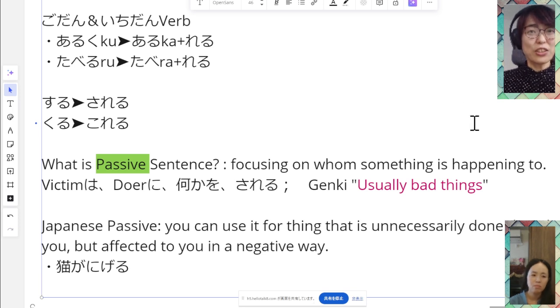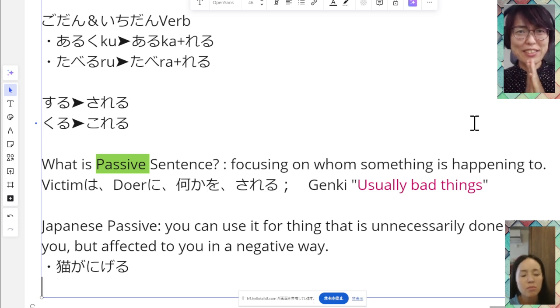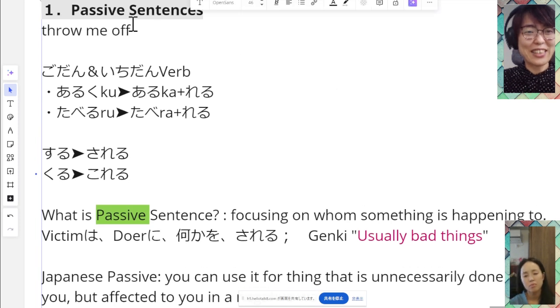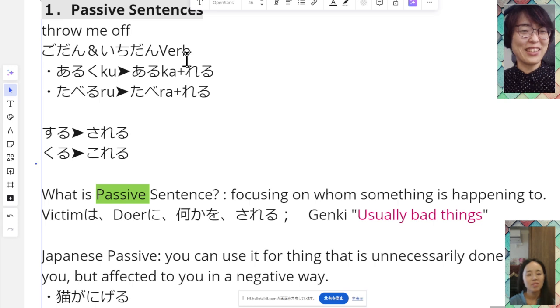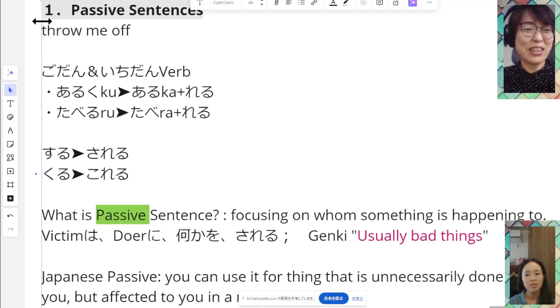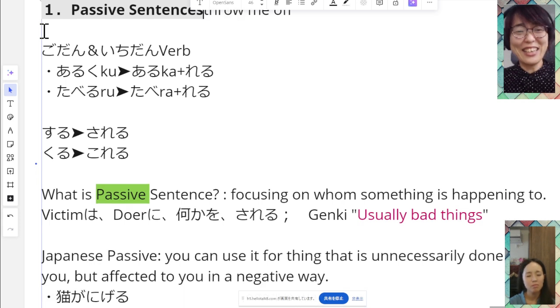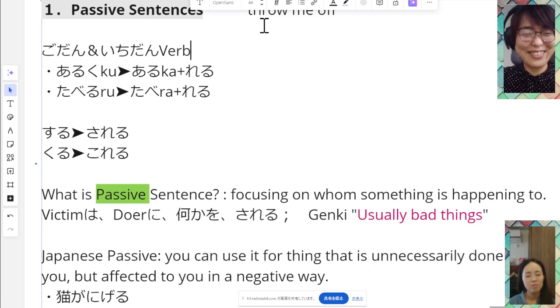Okay, so Andy explained some characteristics of the Japanese passive. The first phrase he said is "throw me off." What is it? Throw me off. I don't know. Throw me off is like 投げられて難しくて... 投げられてしまう. That's an essential idea. He repeatedly used this phrase in this section of the lesson.